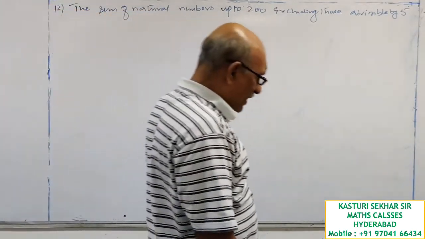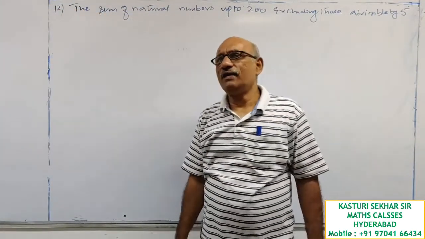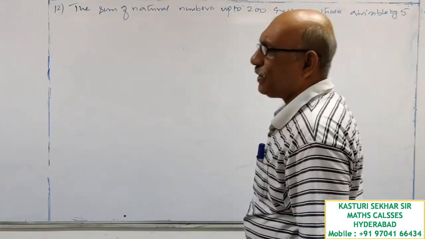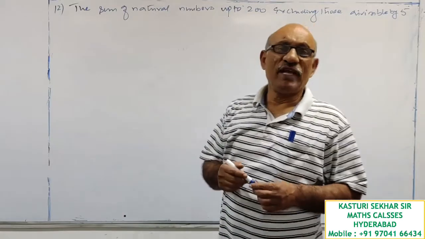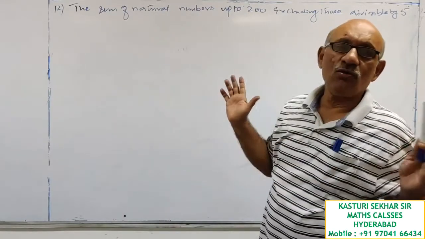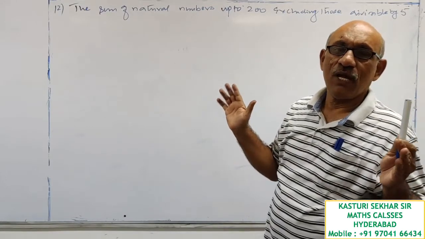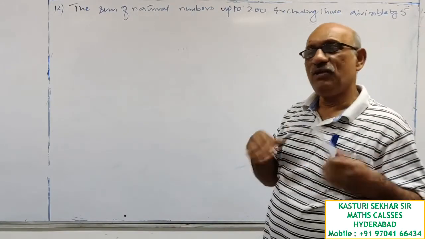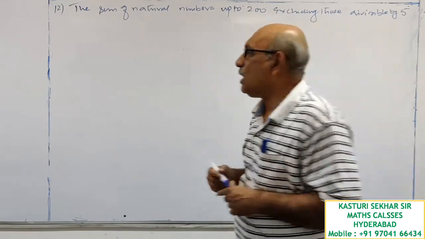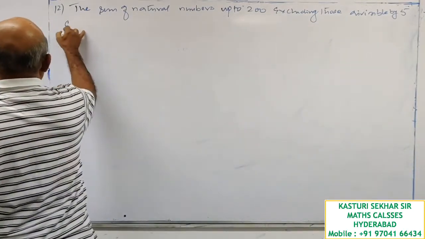This is my next question. Find the sum of all natural numbers up to 200. But there is a restriction imposed in the question. What is the restriction? You don't want those numbers which are divisible by 5. Means you have to exclude all those numbers which are divisible by 5. So let us see the two-step process.